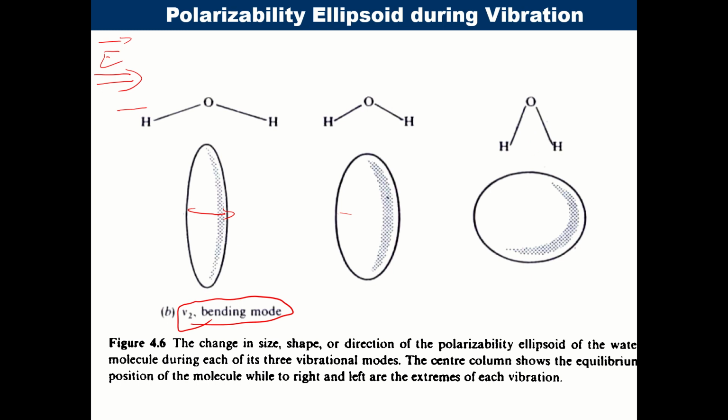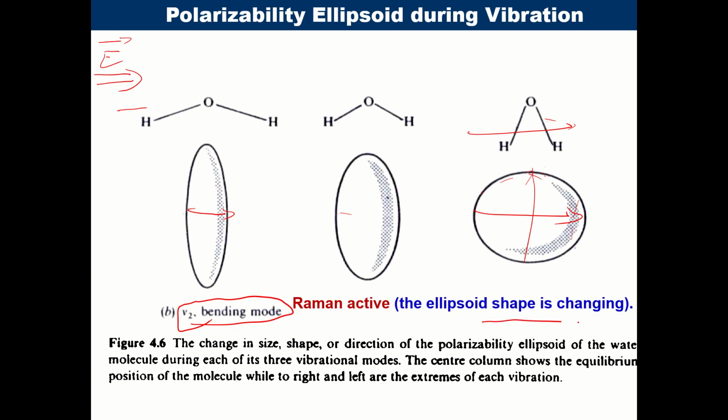So in that situation, the polarizability along this axis is less, but in this direction the polarizability will be more. So this is why the shape of the polarizability has changed over here. We observe the shape of the ellipsoid is changing. So this mode is also Raman active.